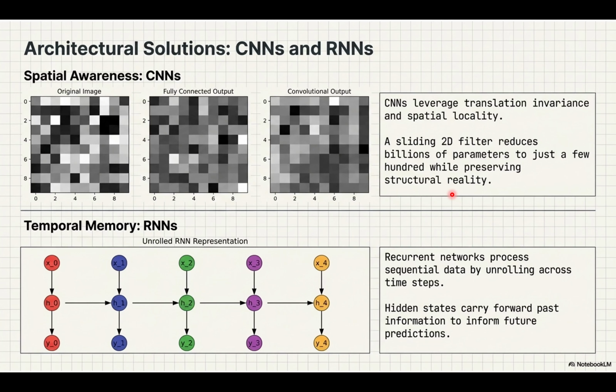Right, because the CNN uses that small sliding filter called a kernel. It shares the same learned weights across the entire image. And this weight sharing strategy drops the parameter count from billions down to just a few hundred. It's revolutionary. That is an incredible optimization for spatial data, like images. But what about time?